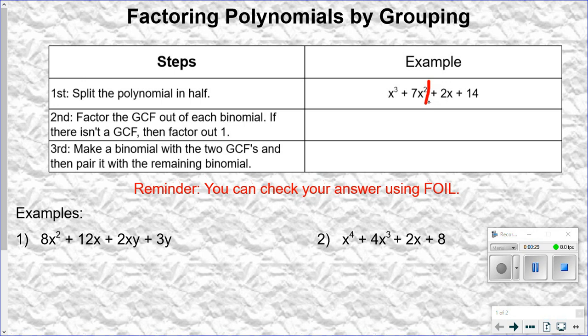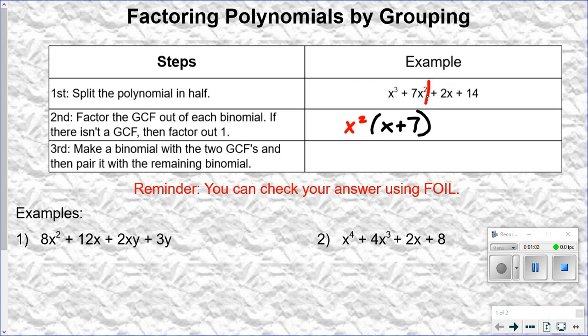And so now that I've split that in half, step 2 is to factor the greatest common factor out of each binomial. So I have a binomial here on the left side and a binomial on the right side. And I'm going to factor out the greatest common factor of each binomial. If there isn't a common factor, then you're just going to factor out a 1. All right, so in this first one, I can factor out an x squared. So it's going to give me x squared times x plus 7.